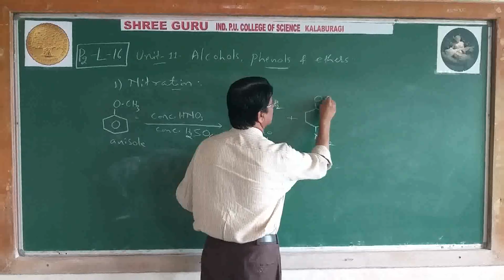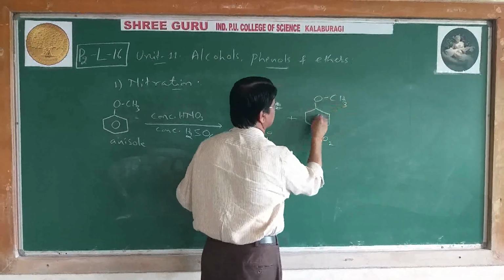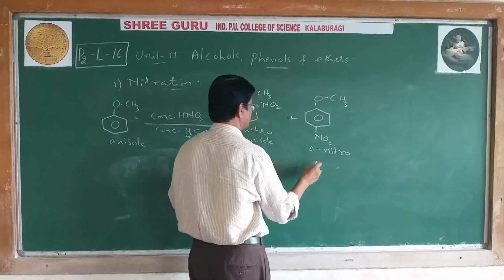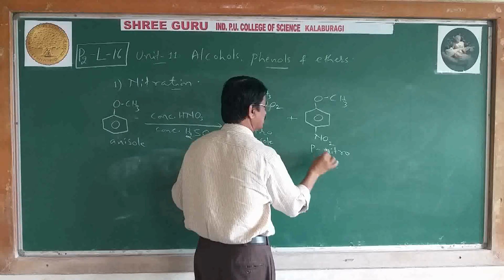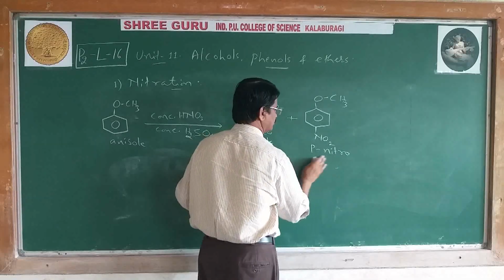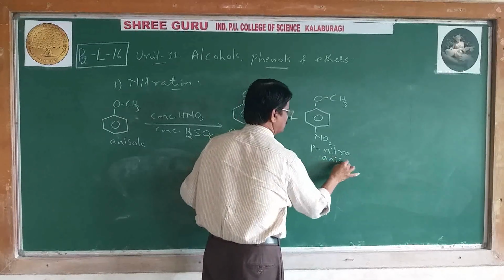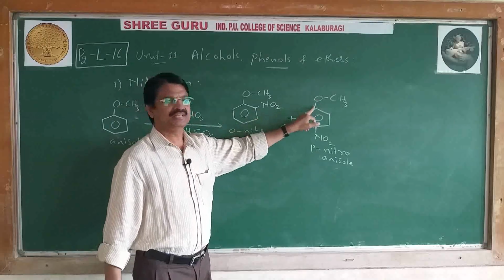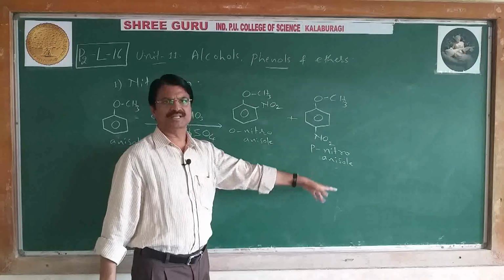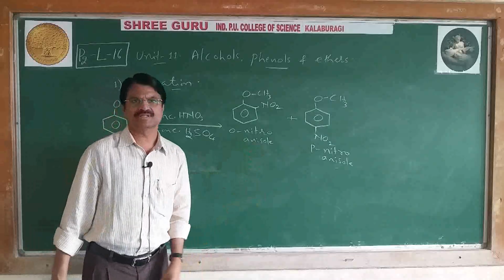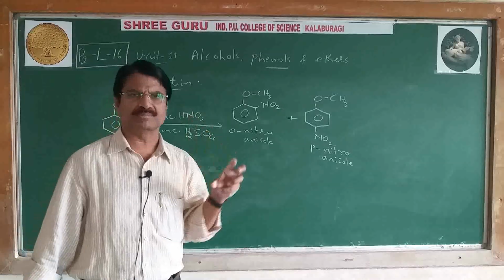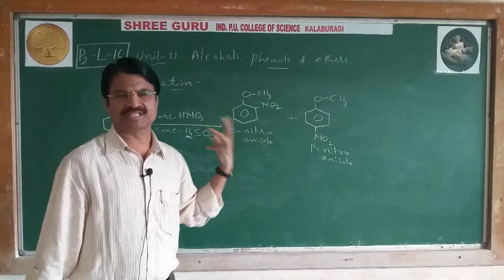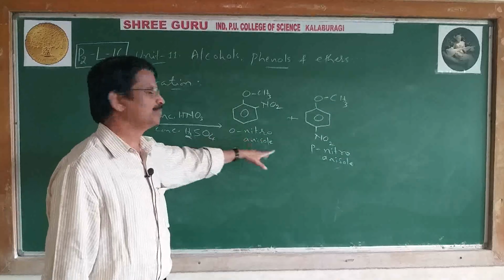Plus the compound with NO2 and OCH3, 4-nitro-methoxybenzene, which is called para-nitroanisole. Ortho and para are common names, and if you use numbers, 2 and 4, those are the IUPAC names. Number system is IUPAC, and ortho-para are common names.